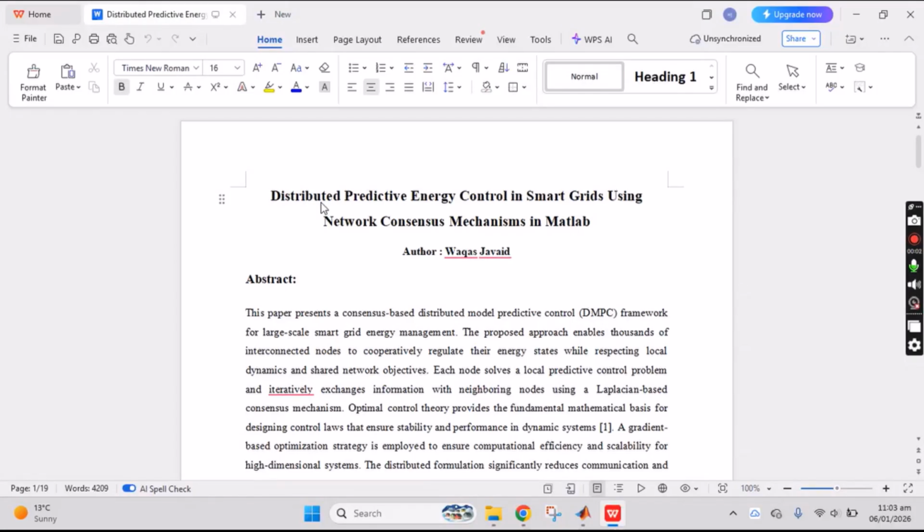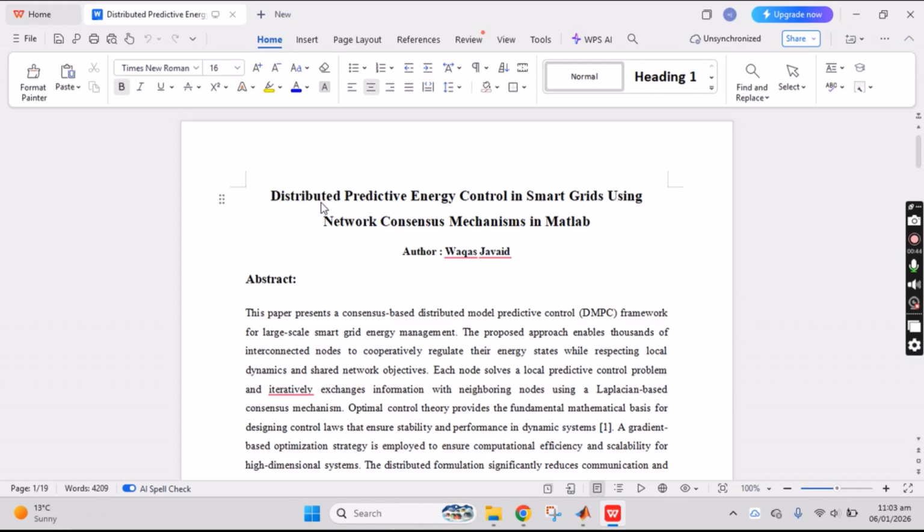So this article is related to distributed predictive energy control and smart grids using network consensus mechanisms in MATLAB. In this paper, we present a consensus-based distributed model predictive control (DMPC) framework for large-scale smart grid energy management, and it enables thousands of interconnected nodes to cooperatively regulate their energy states while respecting local dynamics and shared network objectives.